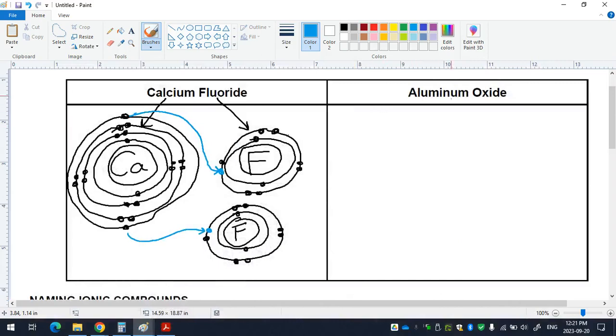And what's the next one? It was not called oxide. What was the original name? Remember, everyone, do you see how the first part stays the same? Calcium, aluminum. What was the original name for this? It was not fluoride. It was fluorine. What was the original name of this one?